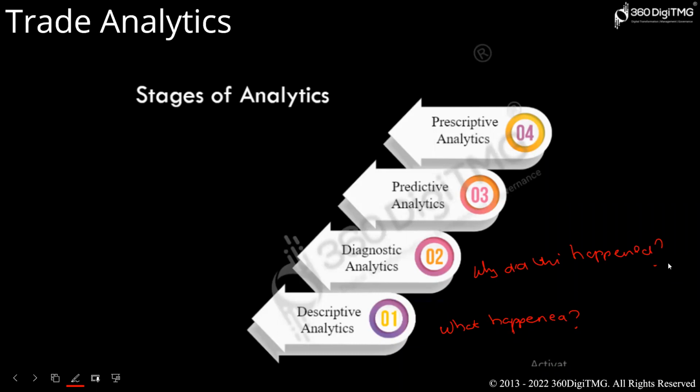So diagnostic analytics is a process of using data to determine the causes of a trend. This is used to find the trend and relationship, but this will help to find the causes of the trend and relationship, the correlation between variables.